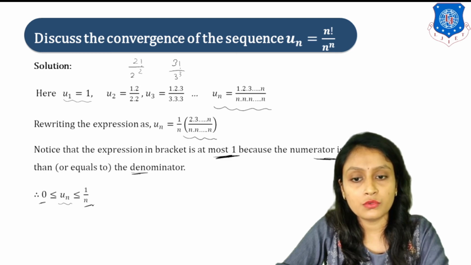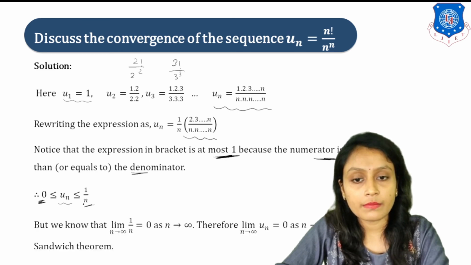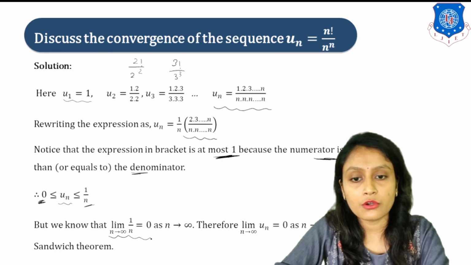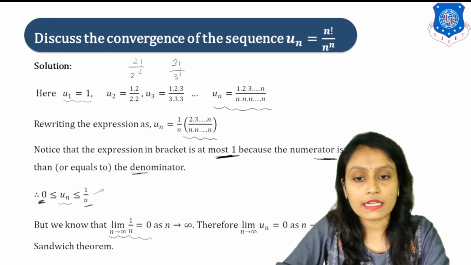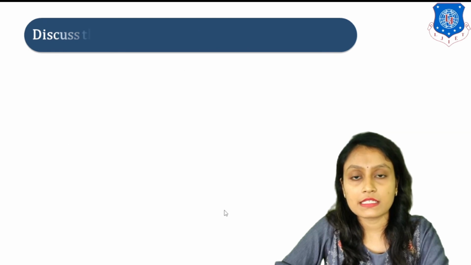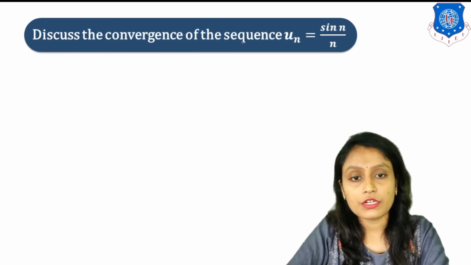Okay, so what we need to do is we'll find this limit that is already 0 and we will find this limit. Now we know that limit n tends to infinite, 1 upon n is equal to 0. So this limit tends to 0, this is already 0, so by Sandwich theorem we can say that this limit n tends to infinite un is also equal to 0. And this limit is 0 means it is a finite number, so we can say that this sequence is convergent.